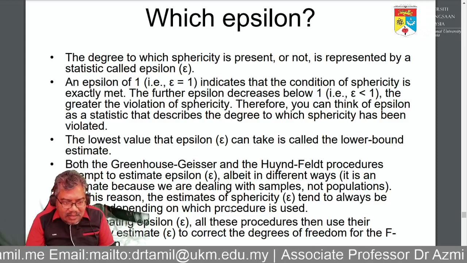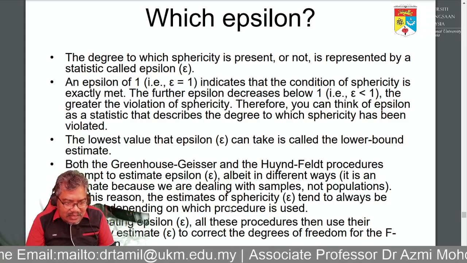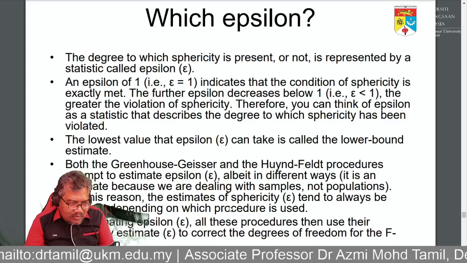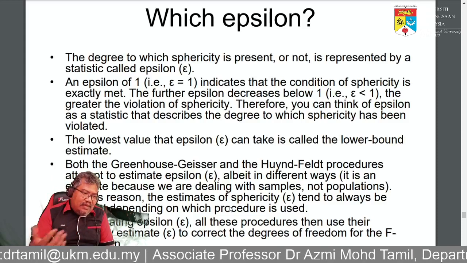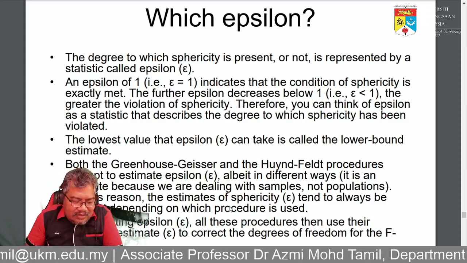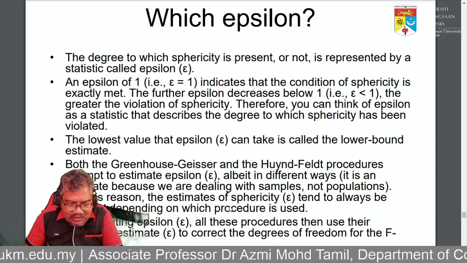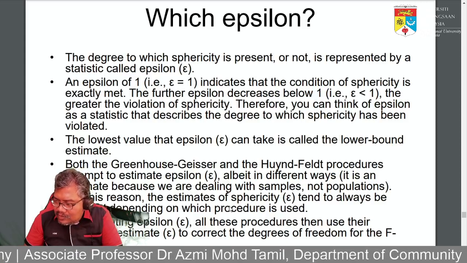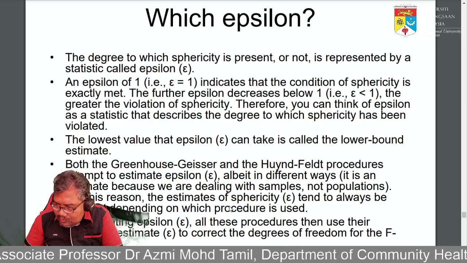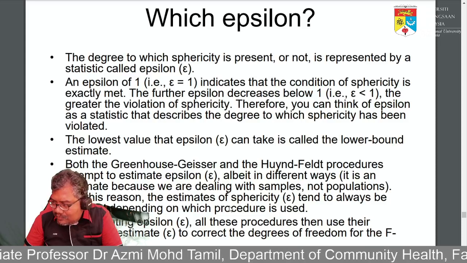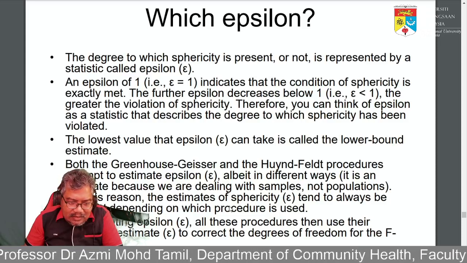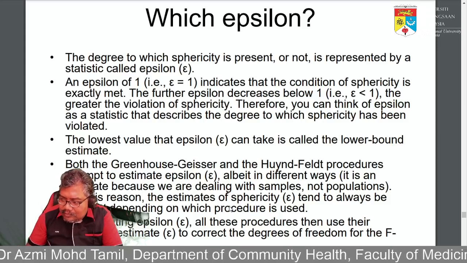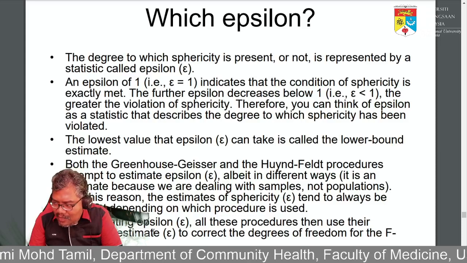Okay, I repeat. Lower bound is the easiest epsilon value to calculate. It is epsilon as 1 divided by the degrees of freedom. So if the degrees of freedom is 4, then 1 divided by 4. In our case, we have 4 trials, so the degrees of freedom is 3. So 1 divided by 3 is 0.33. Okay. So that is the lower bound. The Greenhouse-Geisser and the Huynh-Feldt try to estimate the epsilon, but in a different way. And it is just an estimate because we are dealing with samples, not with populations. And these two values tend to differ.